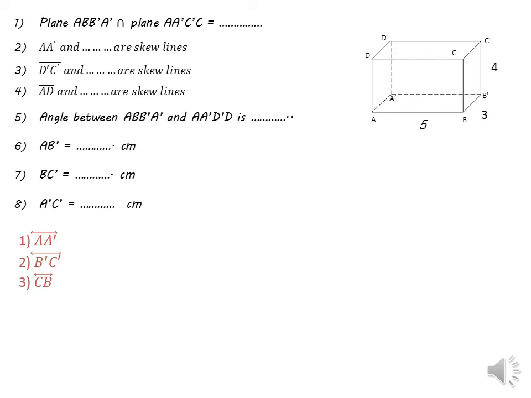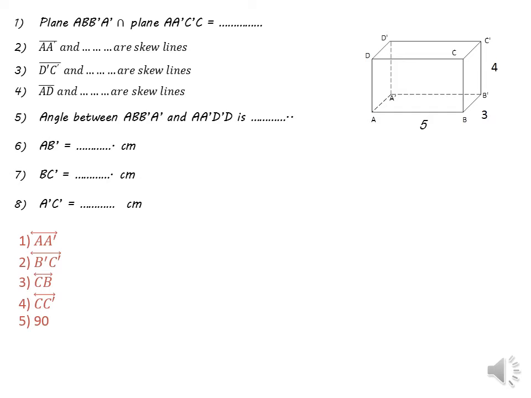If we say that AD and another line are skew lines, for AD we need to find another line like CC'. The angle between A'D'DA and ABB'A': of course, the two planes are perpendicular, so the angle between them equals 90 degrees.